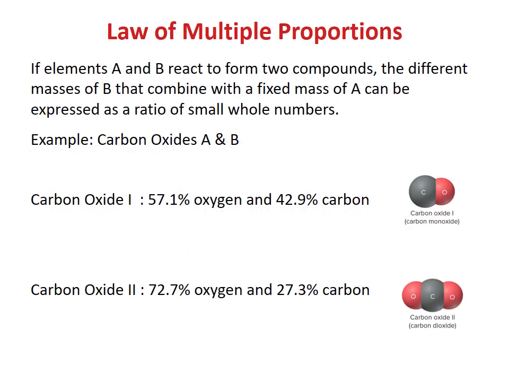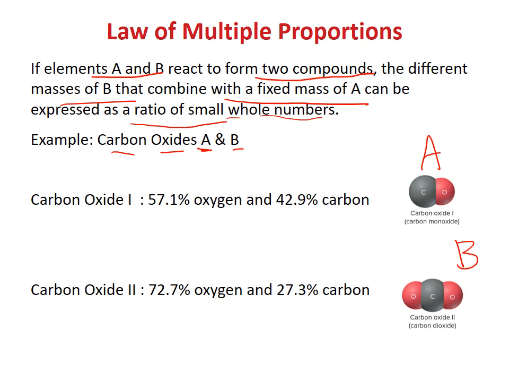Experimental observation also leads to another law called the law of multiple proportions. It says that if elements A and B react to form two different compounds, for a fixed amount of A, the different masses of B in the two compounds can be expressed as a ratio of small whole numbers. For example, carbon and oxygen form different oxides, and let's define them as A and B. Assume we don't know the molecules.